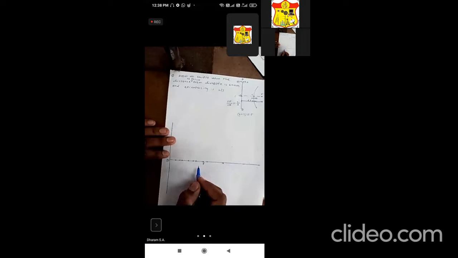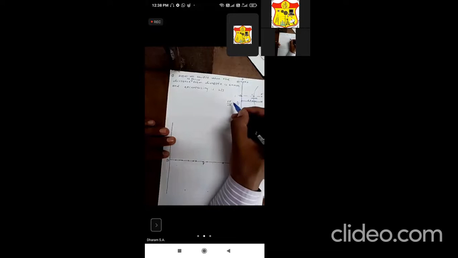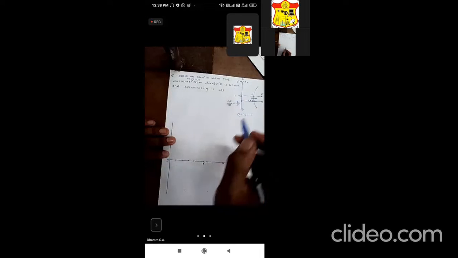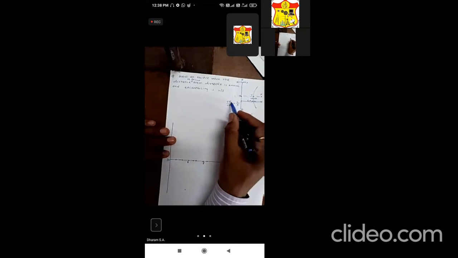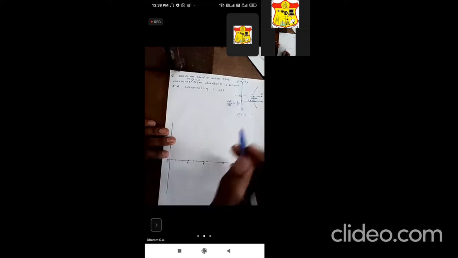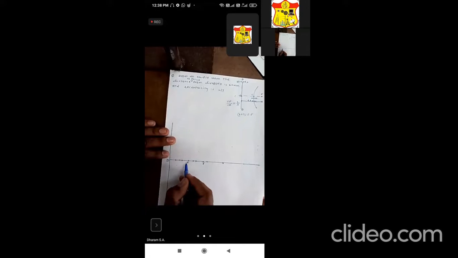Next, as you know very well, we have been given VF by VD is equal to 2 by 3. So from point V, take 2 divisions, 1, 2. Mark a point F, because we have been given VF is 2, VD is 3.